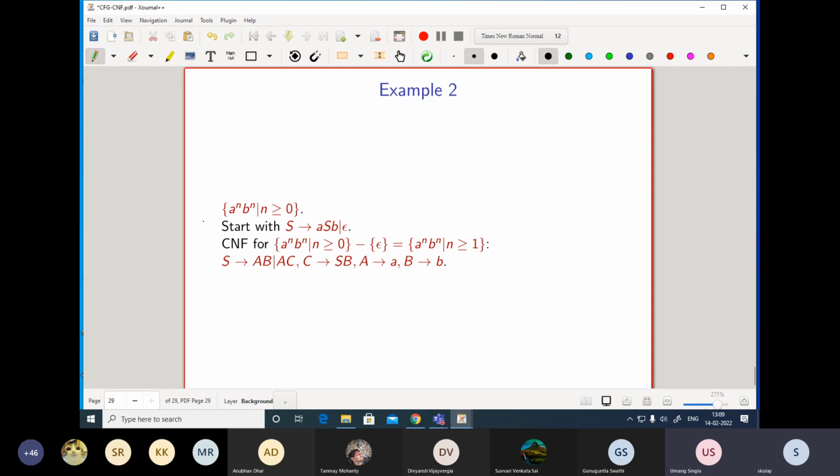And another example, a to the n, b to the n, we saw this example in the previous class. The productions will be of the form S going to a S b and epsilon. Again, not in Chomsky normal form. If I am looking for Chomsky normal form for all the non-empty strings in a to the n, b to the n, where n is greater than or equal to 1, then this is a Chomsky normal form if you started with this set of productions. You can work out on your own how this is done.